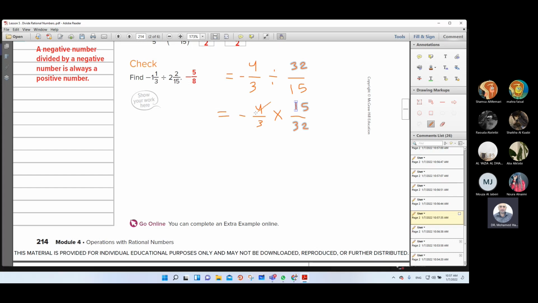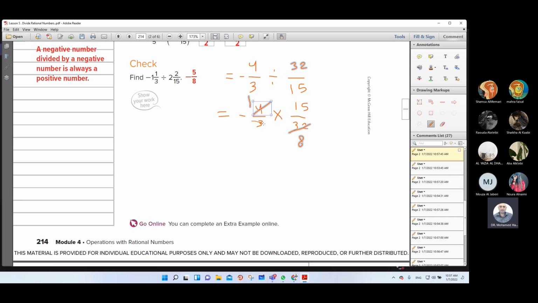If you divide 4 by 4, you will get 1. And 32 divided by 4, you will get 8. And if you divide 3 by 3, you will get 1. And 15 divided by 3, you will get 5.